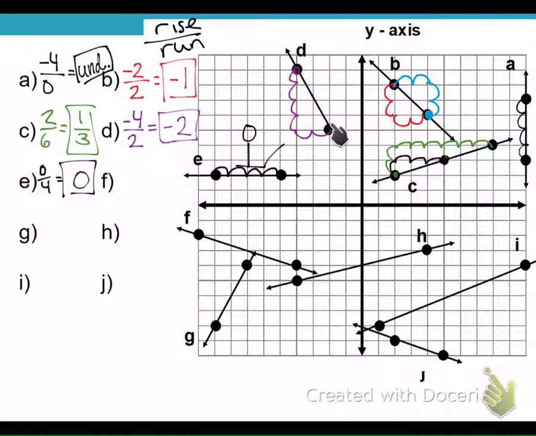So if you would have gone the other way, you would have gone up 4 and then left 2. So you would have had a positive 4 over a negative 2. Which is the same thing when you reduce. All right, part F. So I'm going to go down 1, 2. So that's a negative 2. Then I'm going to go right 1, 2, 3, 4, 5, 6. Negative 1 over 3.